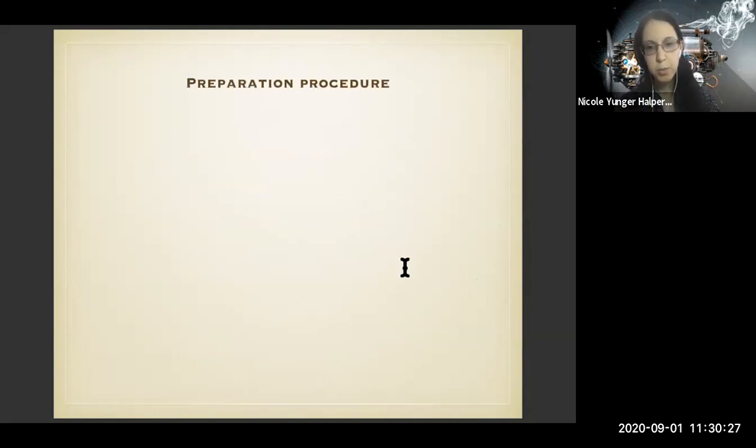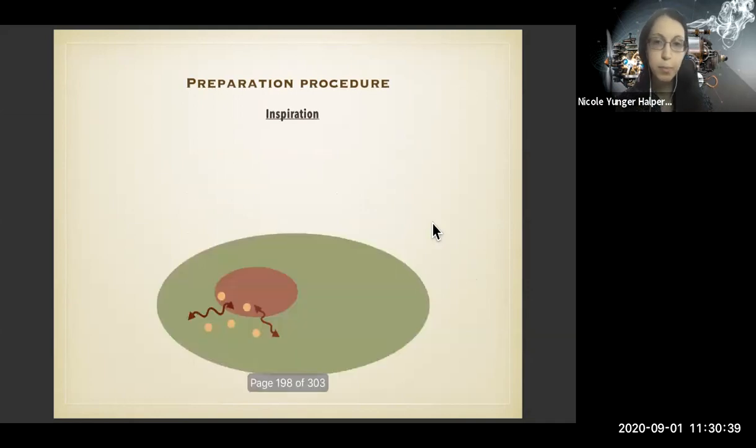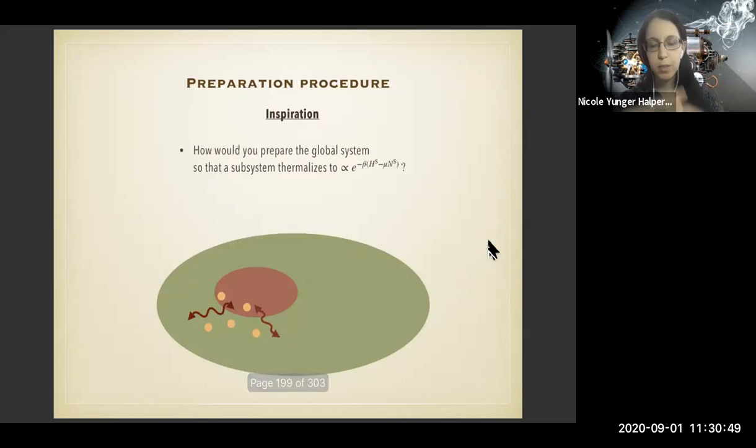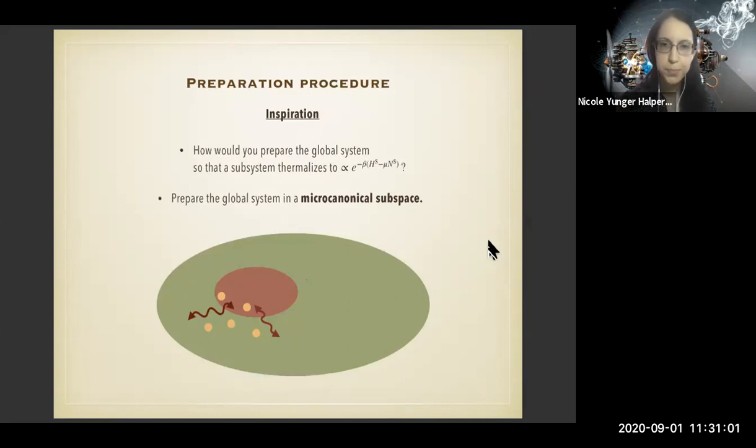How should we prepare the global system if we want to see a small system thermalizing to at least near this non-abelian thermal state? We can take as inspiration the commuting case. Suppose that we have a small system and a big bath that exchange just heat and particles. How do we prepare the global system so that the small system thermalizes to the grand canonical ensemble, as we said before, in a microcanonical subspace with a well-defined total particle number and a pretty well-defined energy?